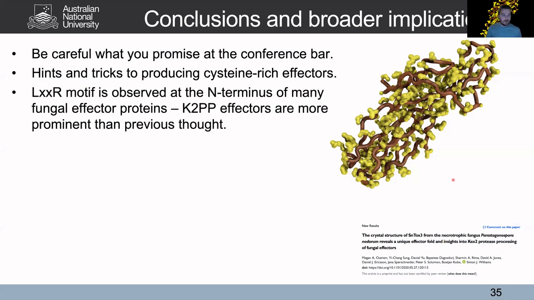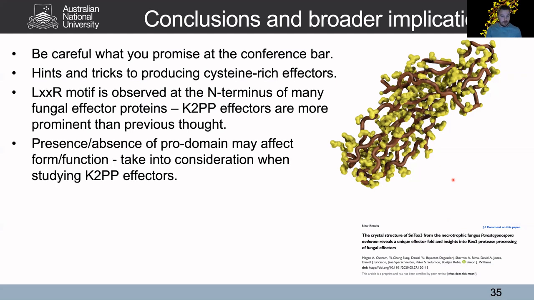I think that the LXXR motif, we observe this in the N-terminus of, I think, more fungal effectors than we'd have thought. And I think that K2PP effectors therefore might be a lot more prominent than we thought. The presence or absence of the prodomain, at least with TOX3, can affect function. So I think this needs to be taken into consideration when you're doing functional studies with your favourite effector.